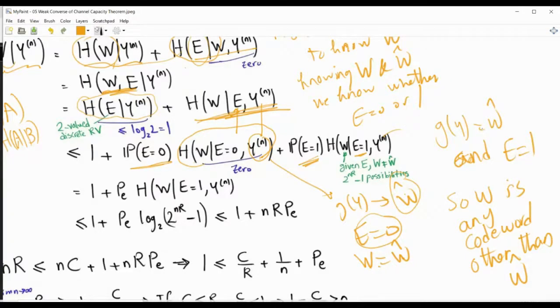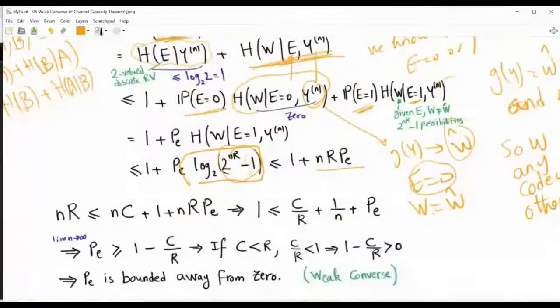Because in total we have 2 to the NR code words. Exclude W hat, then we have 2 to the NR minus 1 code words. So W is any one of those, and the entropy is maximized. So you may say, I can upper bound the entropy of W given that E is 1 and Y by the log 2 of the number of the other code words, 2 to the NR minus 1. Then you can remove the minus 1 as an upper bounding step, and this will give you NRPE. And so you get this very nice inequality.